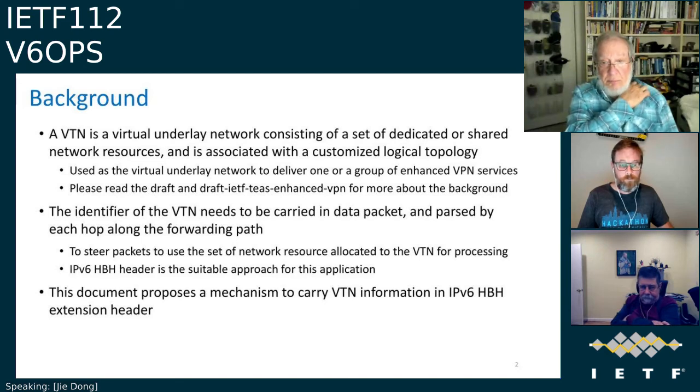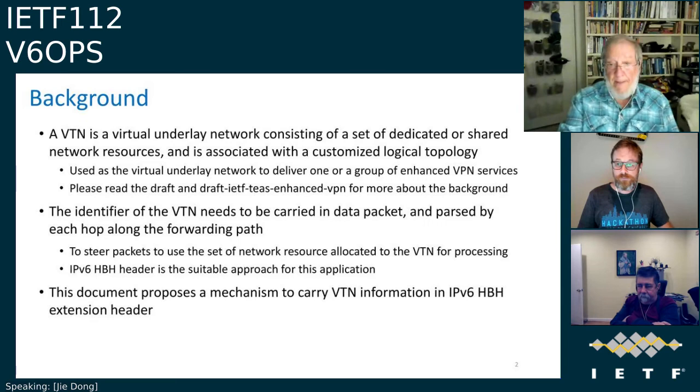For more details about the background, please read this draft and also the enhanced VPN draft in the TEAS working group. The identifier of the VTN needs to be carried in the data packet and passed by each hop along the forwarding path, so that it can be used to steer the packet to use the set of resources allocated to the VTN for processing. So we think the hop-by-hop extension header is a suitable approach for this case. And this document proposes a new hop-by-hop option to carry this VTN information. Next slide, please.